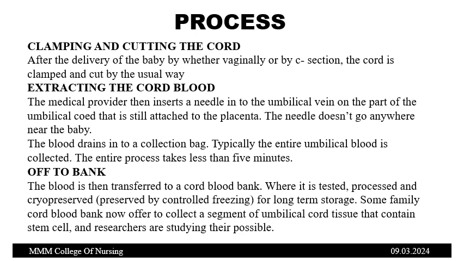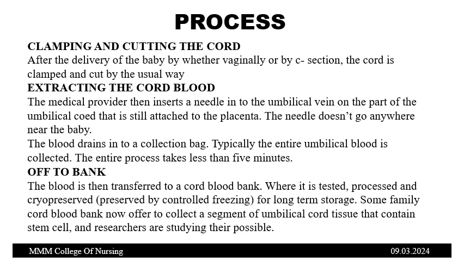First is clamping and cutting the cord. After the delivery of the baby, whether vaginally or by C-section, the cord is clamped and cut in the usual way. Next step is extracting the cord blood. The medical provider then inserts a needle into the umbilical vein on the part of the umbilical cord that is still attached to the placenta. The needle doesn't go anywhere near the baby. The blood drains into a collection bag. Typically, the entire umbilical blood is collected. The entire process takes less than 5 minutes.